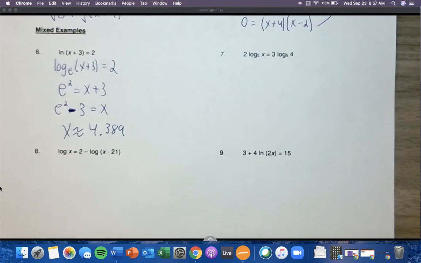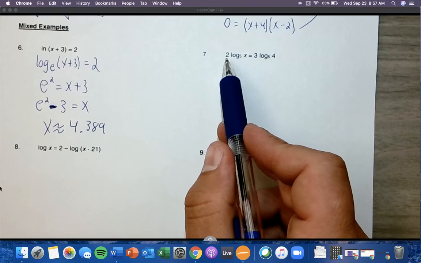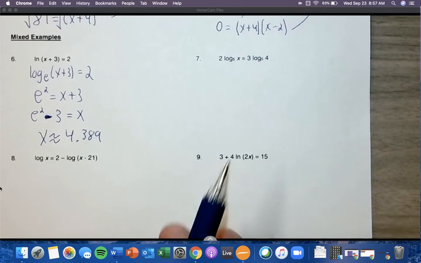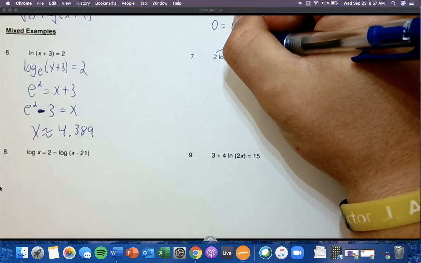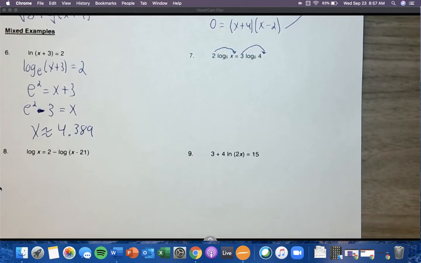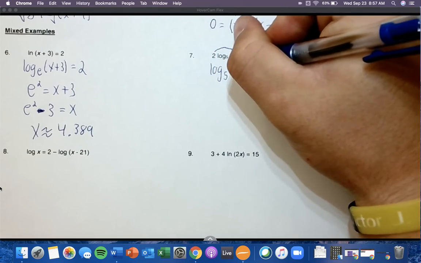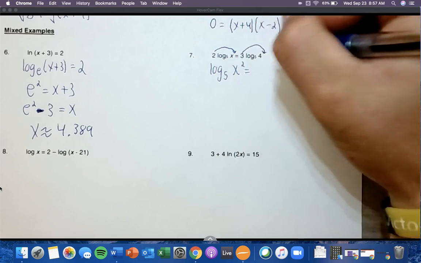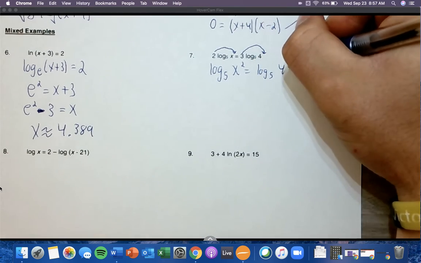Number 7 here gives us two log functions with the base of 5. But the problem is we have this coefficient out front. The good news is we remember our properties. We can just bring those coefficients to the exponents inside of the logarithms. So this just becomes log base 5 of x squared equals log base 5 of 4 raised to the third power.